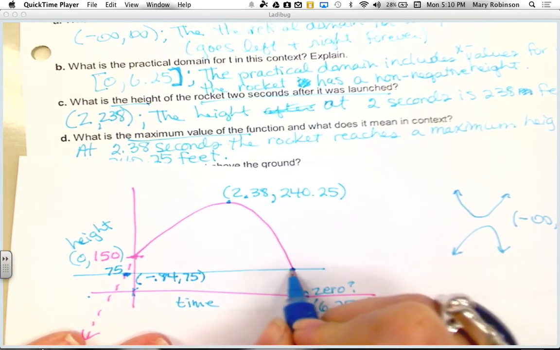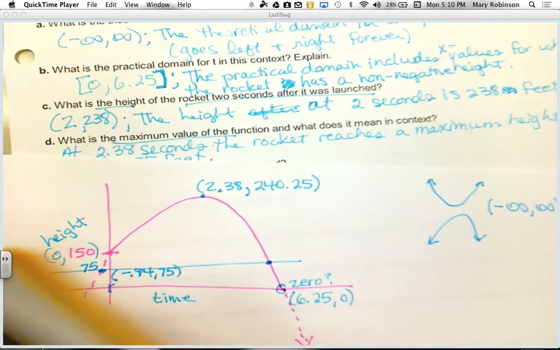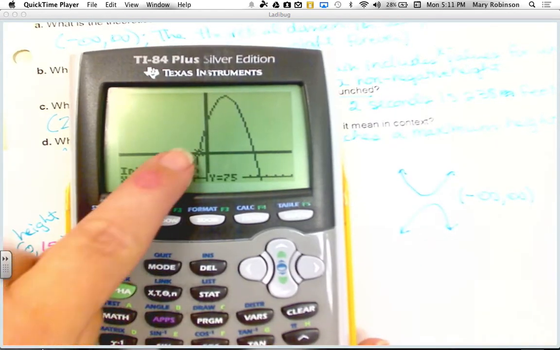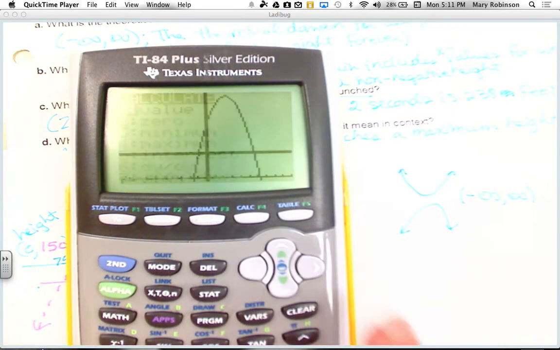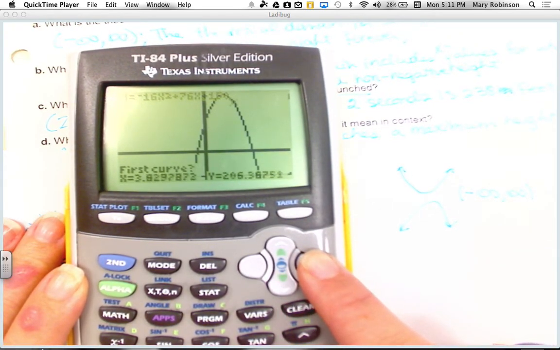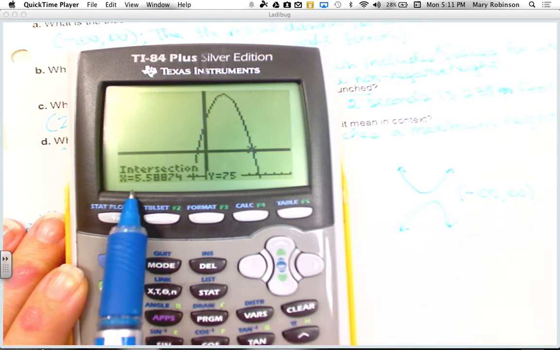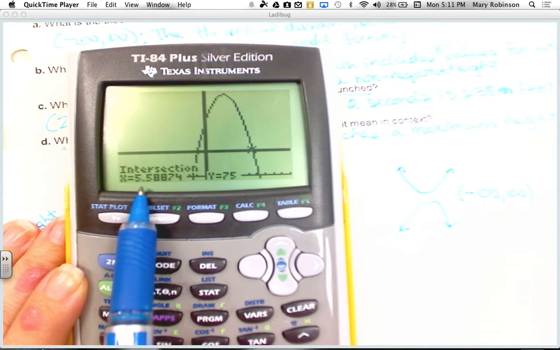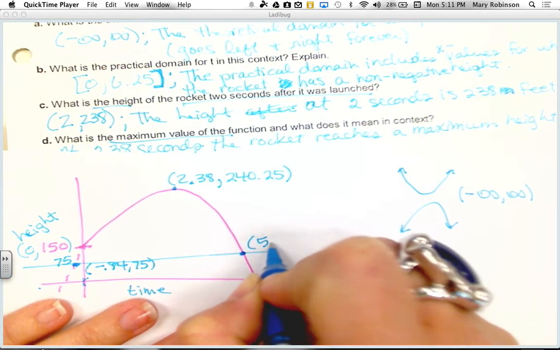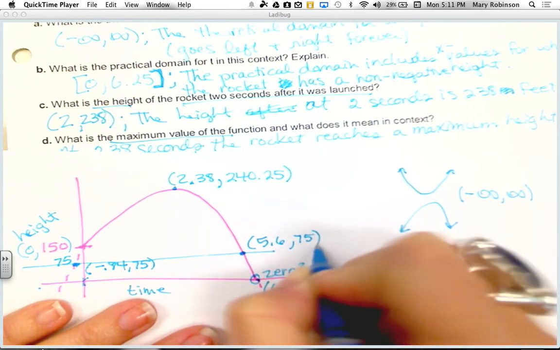And I'm going to do the same thing but find it over here in my practical domain. So to find the other point of intersection, I'm going to have to move my cursor over here to the right. Second trace 5. Move it to the right here. Enter, enter, enter. It's close enough. And we'll just say 5.6 seconds. Okay? So 5.6 seconds and 75 feet.